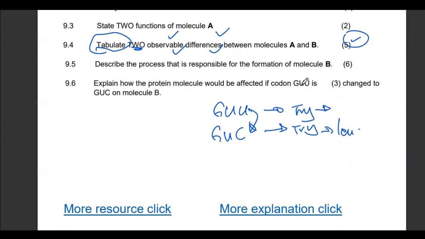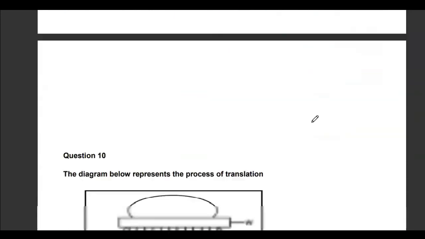So you tell us that if GUU is changed to GUC, because when they say codon, it means we have started from the messenger RNA, then this will lead to a different sequence of amino acids. Different amino acids will be brought to the ribosome, and then a different protein will be formed. So that's basically what you have to understand.